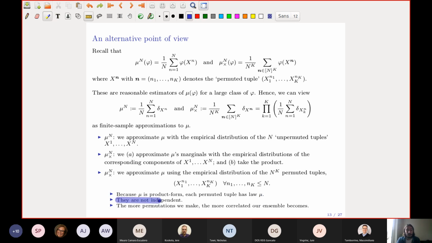Of course, they're not independent because we have the same component repeated across several of these permuted tuples. And for that matter, if you start from the original n and you start making permutations, the more permutations you make, the more correlations you introduce, because there are more tuples that share the same component. And this is going to be kind of important later.